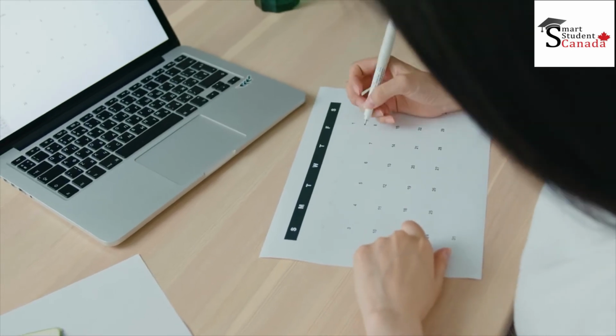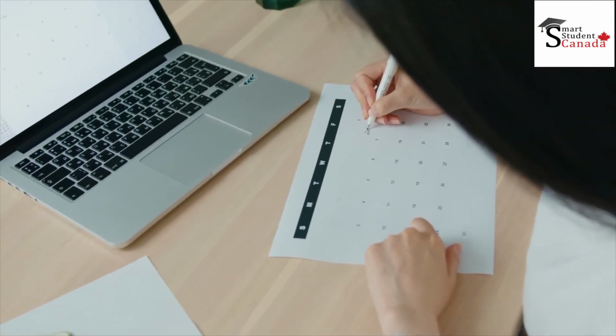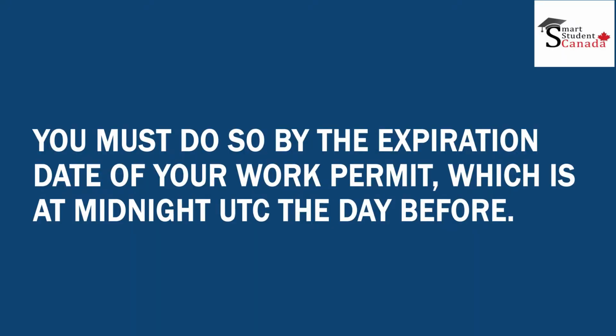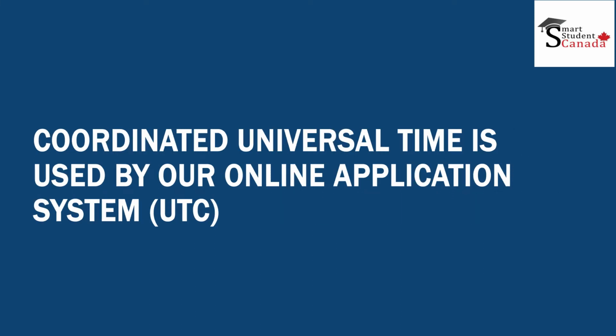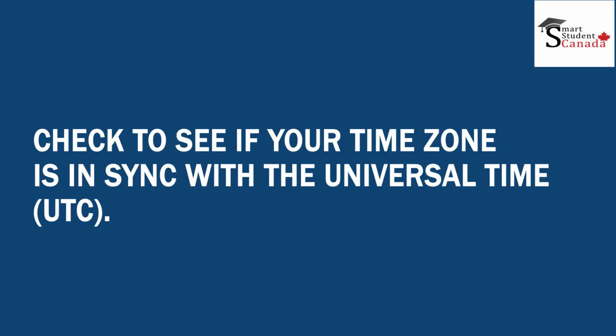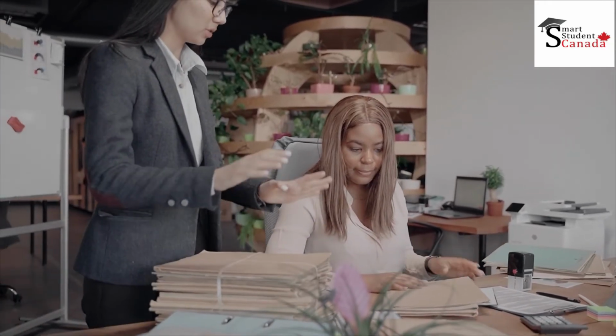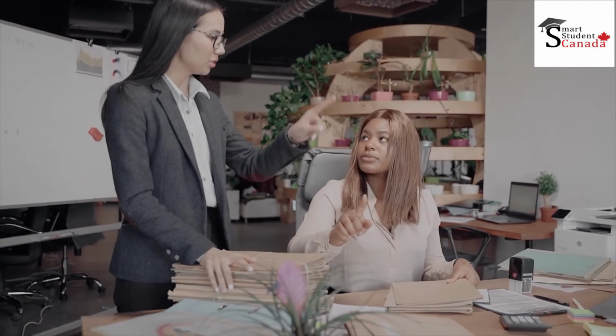There are two methods the Canadian government uses to determine whether an application is received. If you submit the application online, you must do so by the expiration date of your work permit, which is at midnight UTC the day before. Coordinated Universal Time is used by our online application system. Check to see if your time zone is in sync with Universal Time. We stamp paper applications the day they arrive at our case processing center if you apply on paper.